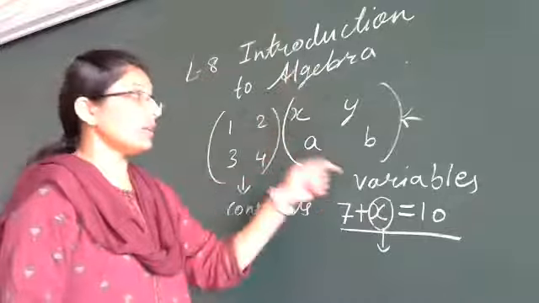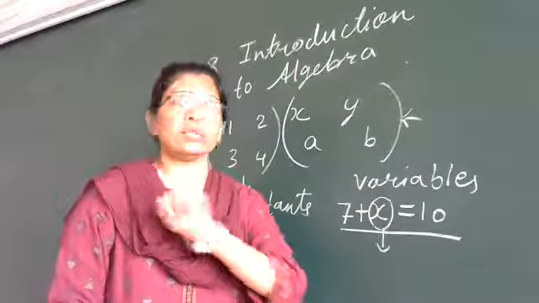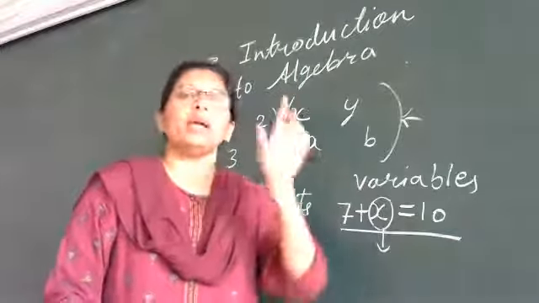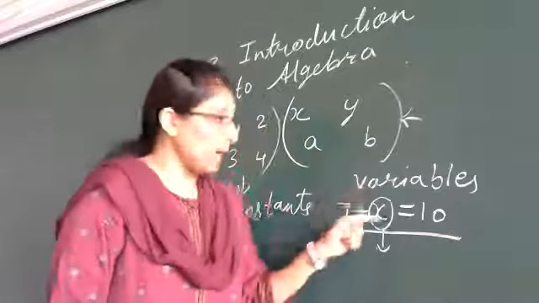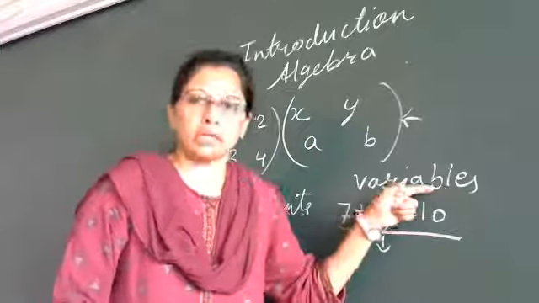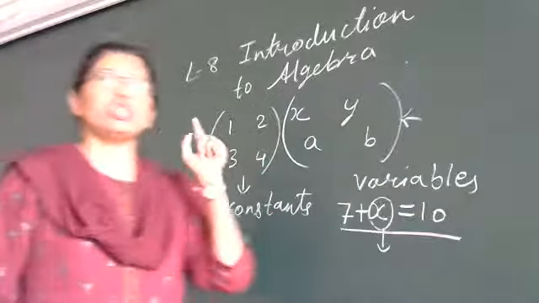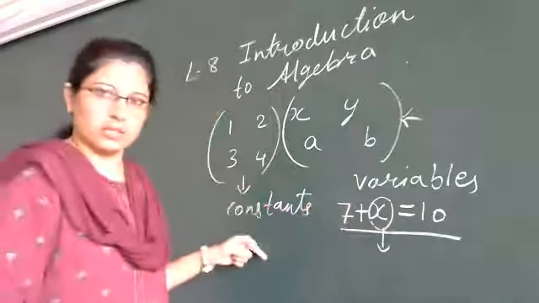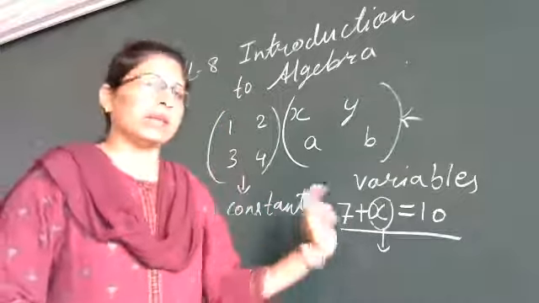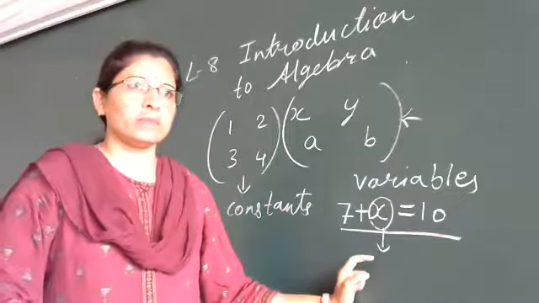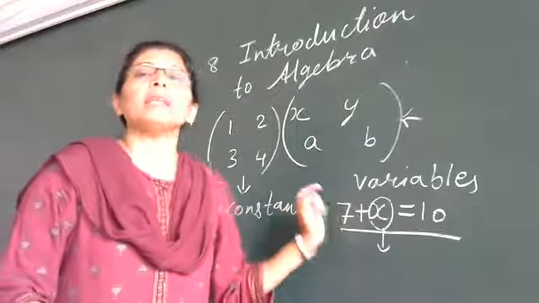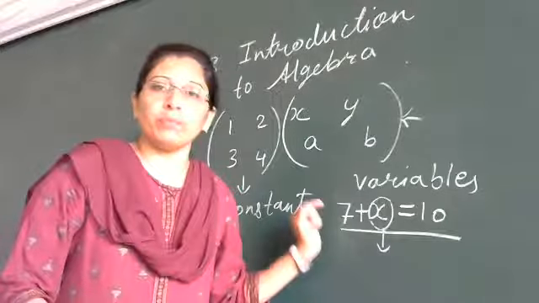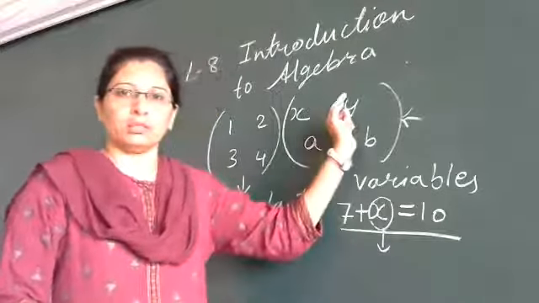These are letters, these are alphabets, which don't have an exact value. Its value changes, so they are called variables. And the numbers which have the exact value are known as constants. Understood variables and constants? These are the main terms, the main symbols in algebra.